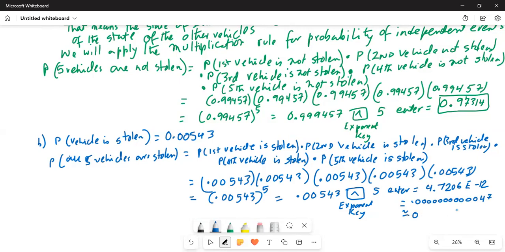So the probability all 5 vehicles are stolen is very low. And the probability all of the 5 vehicles are not stolen is very high, as you saw in part A, 0.97314. Okay. So I'll stop here.